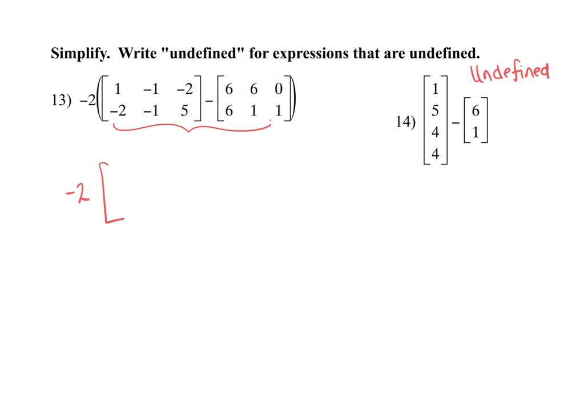I'm going to say 1 minus 6, and go all the way across. Negative 1 minus 6, negative 2 minus 0, go down to the bottom row, negative 2 minus 6, negative 1 minus 1, and then 5 minus 1. And then I'm just going to distribute that negative 2 across through to all of them. So I'm going to multiply everything inside by negative 2. I'm going to get 10, 14, 4, 16, 4, negative 8. And that is my answer for this one.